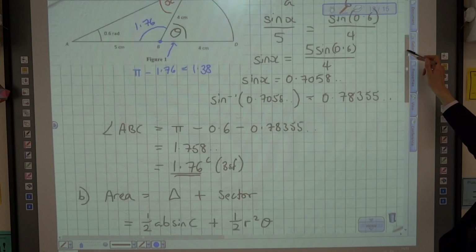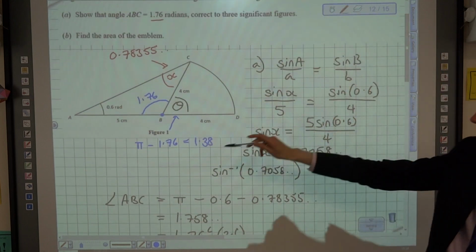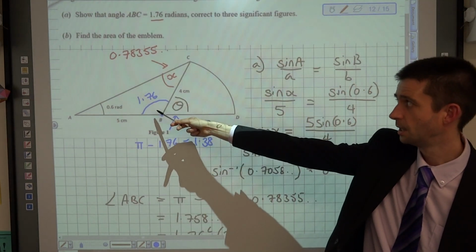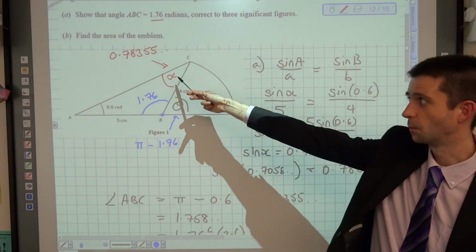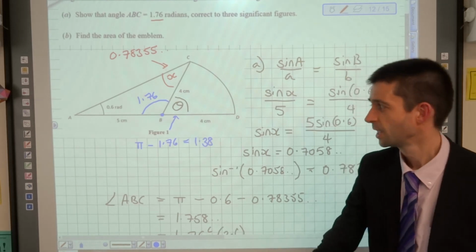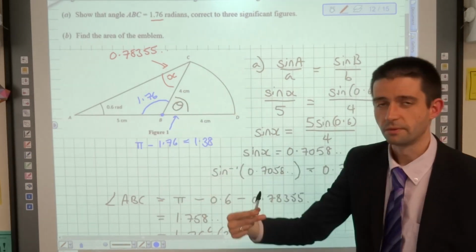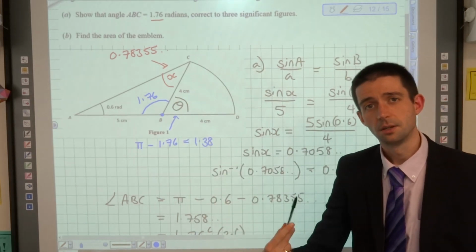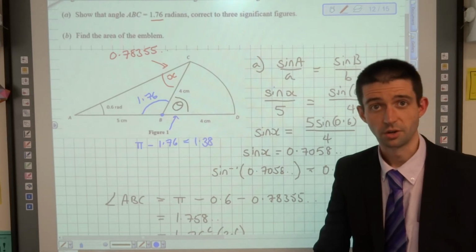So a few things going on there. If we just review the question, we didn't have the information we needed to be able to find this angle ABC straight away, so we had to find the other one and then use the fact that the sum of angles in a triangle is pi in radians. Similar story here, sum of angles at a point on a straight line is pi radians rather than 180 degrees.